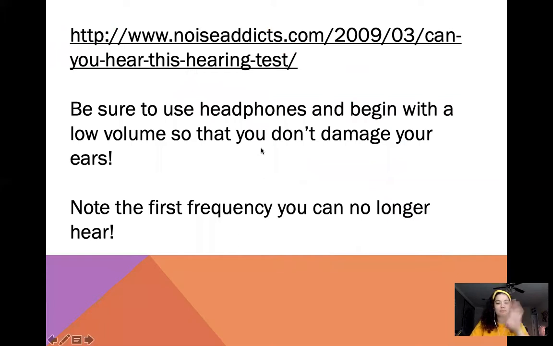So pause me, go to this website. Use your headphones and begin with your computer at a lower volume so you're not damaging your ears. And I want you to take a second, go through it, and actually write down the first frequency that you can no longer hear. As you finish the video, it's quick and it's actually pretty interesting, but it's honestly pretty accurate.